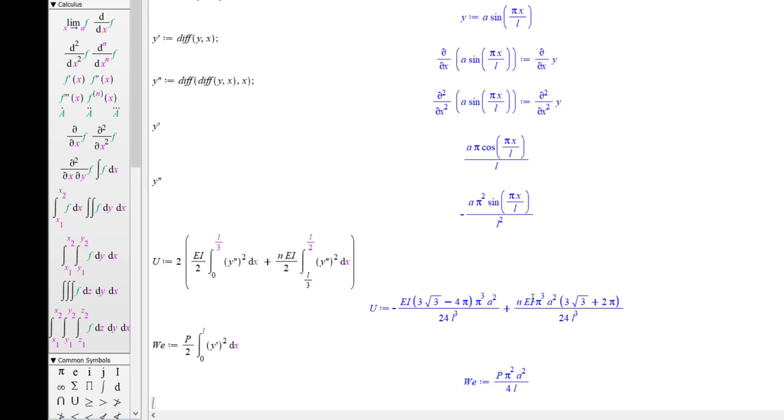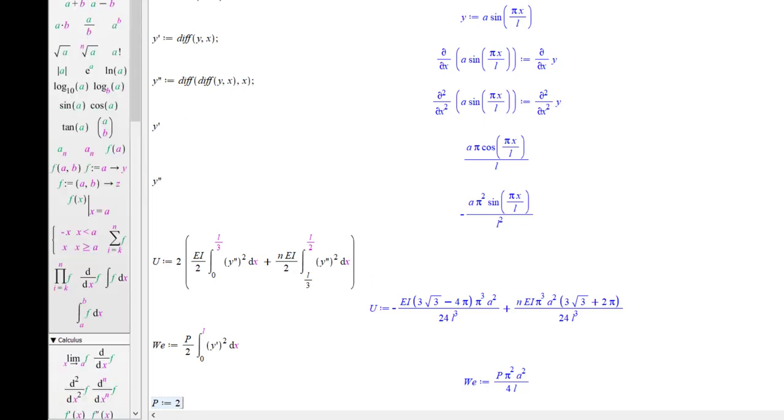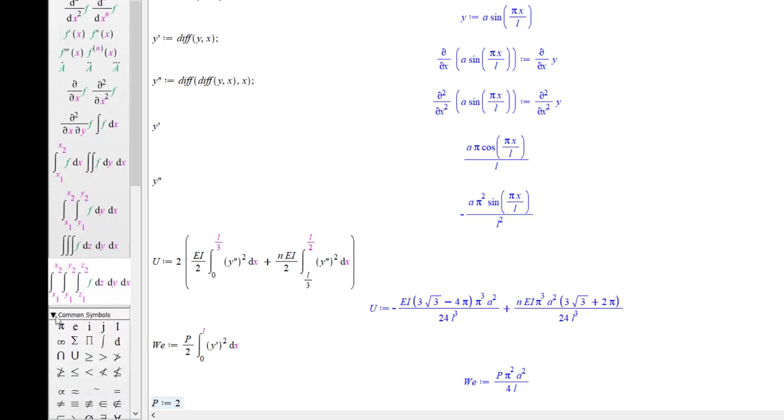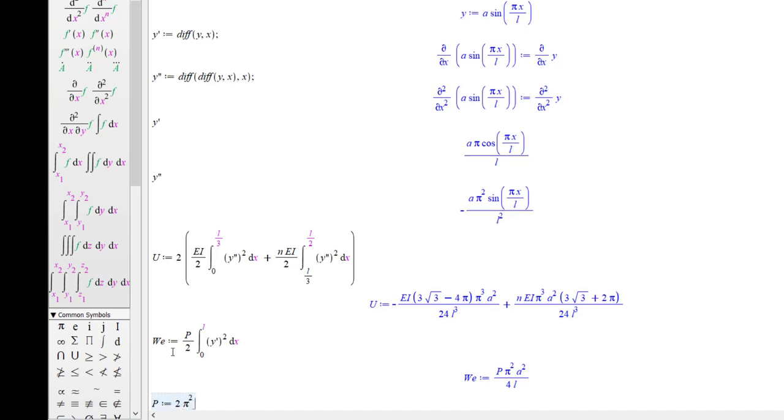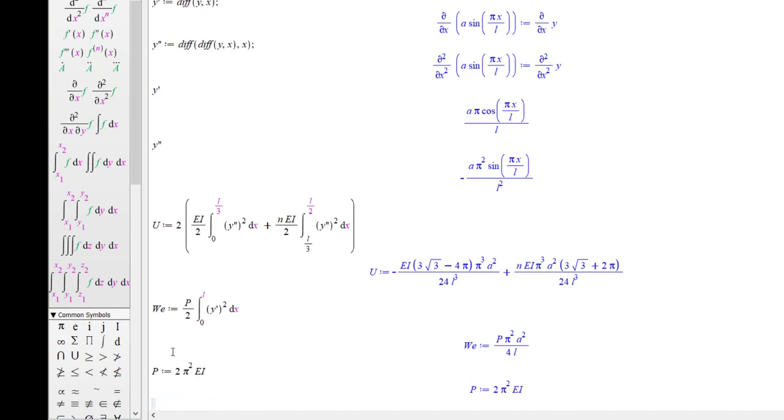Now I want to find out this n. Okay, but the p value is given in this problem, so I will also define p that will be equal to 2 pi square. I want pi square space. Where is that pi? Sorry, not here, I will get it here in common symbols. Pi square I want, 2 pi square ei by L square. Okay, so I will press enter.